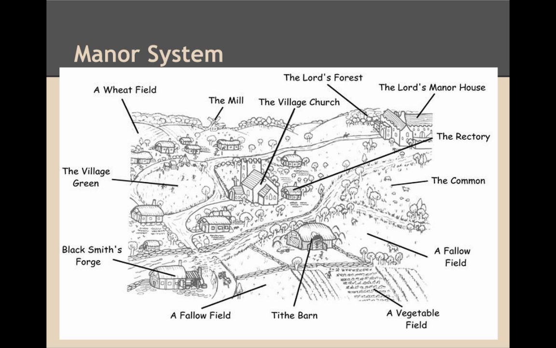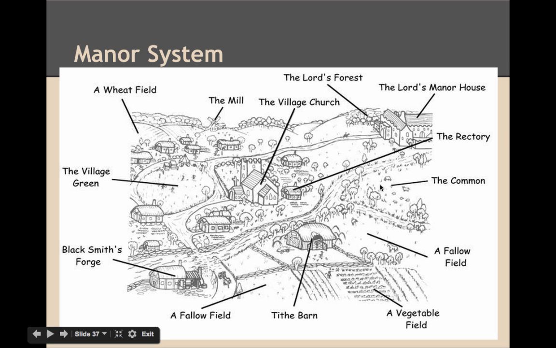As you can see by the diagram here on the top right, you have the Lord's Manor House, or sometimes that might even be a castle, where he and his family would work out of. There would be a village, or could be a couple different villages, where the peasants would live. Each area would have a blacksmith's forge, a mill. Here you have the village green, which would often be for children or even livestock. You would have a tithe barn. That's where the church would go.